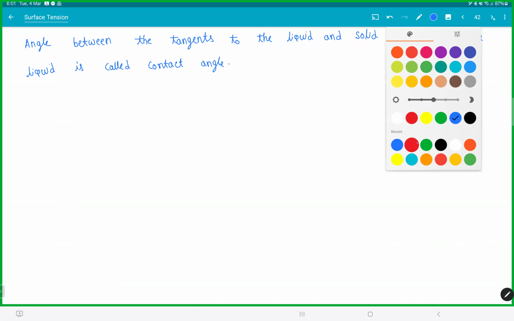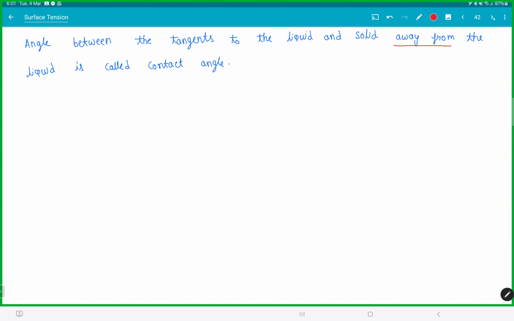Now look at the word here. You can take them away from the liquid or towards. So basically, whenever you have a liquid, this is a wall, this is the liquid surface. At the point of intersection, you can always draw two tangents. Now look at this. At this point for the liquid, I can draw a tangent like this, I can draw a tangent like this. Agreed? Now you tell me which one is away from the liquid? The right one or the left one? The right one, isn't it? The right one is away from the liquid.